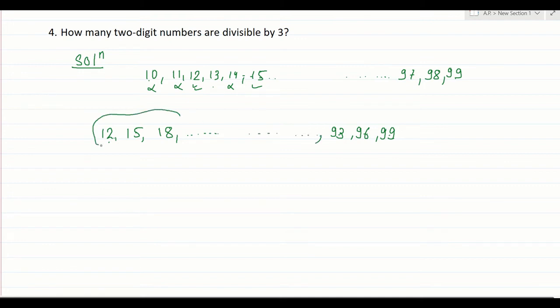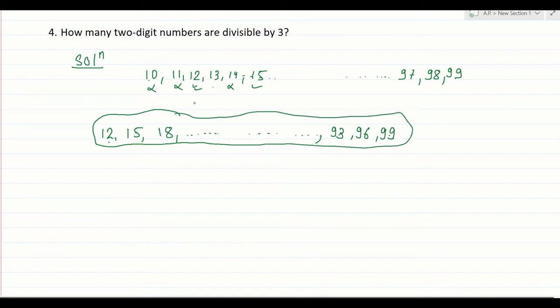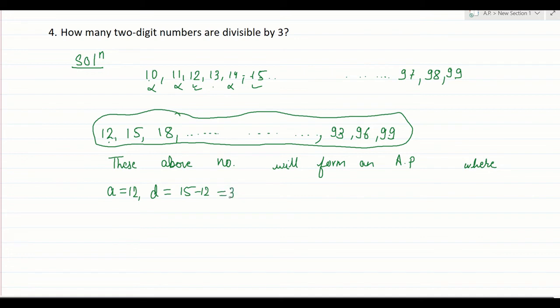So these numbers, if we look carefully, will form an AP. Isn't this? So these above numbers will form an AP where the first term a is 12 and the common difference d is 15 minus 12, that is 3.